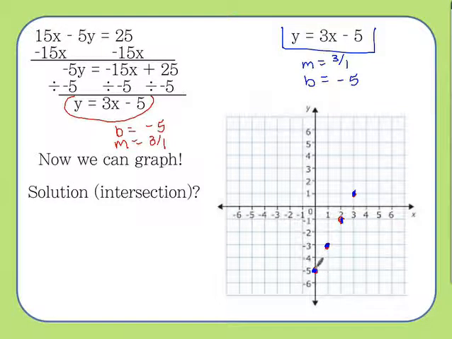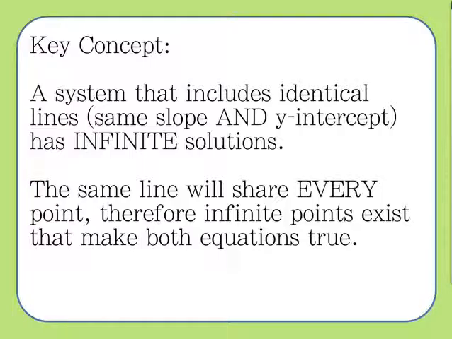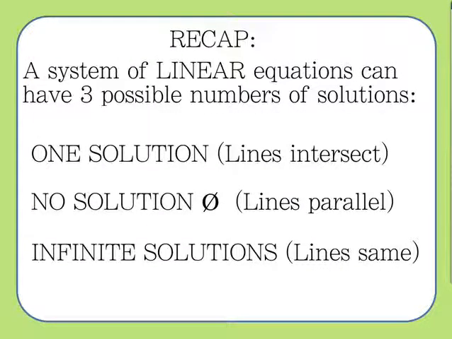If they are the same line, every point that I put in red for this first equation is also going to be a point in blue. So how many solutions is that? That's an infinite number of solutions. So this comes to our third key concept when we're talking about systems. A system that includes identical lines, with the same slope and the same y-intercept, has an infinite number of solutions. Every point on one of those lines is going to be a point on the second line because they're the same line.